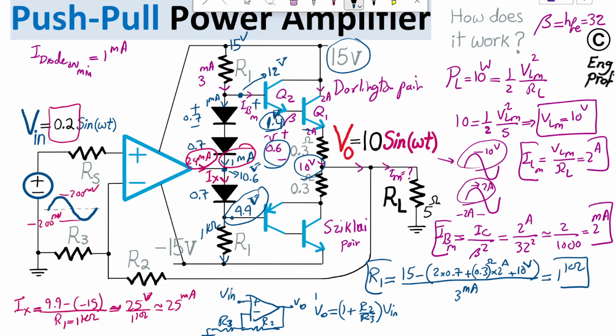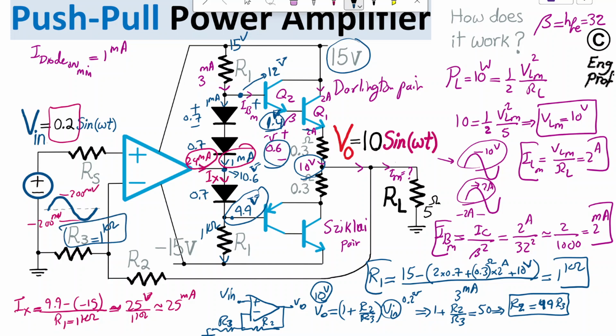So V out is supposed to be 10 volt, and V in is given to us as 0.2 volt. Obviously this translates to 1 plus R2 over R3 being equal to 50, which means R2 should be 49 times R3. For example, in this circuit we can select R3 to be 1 kilo ohm, and R2 to be naturally as a result 49 kilo ohm.